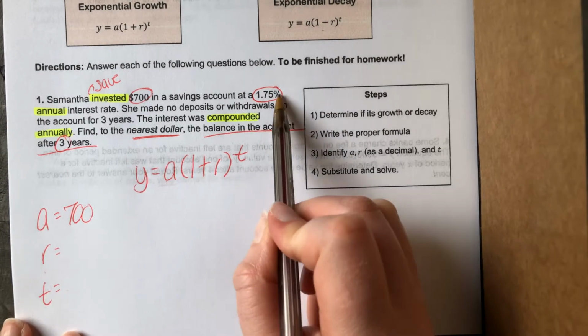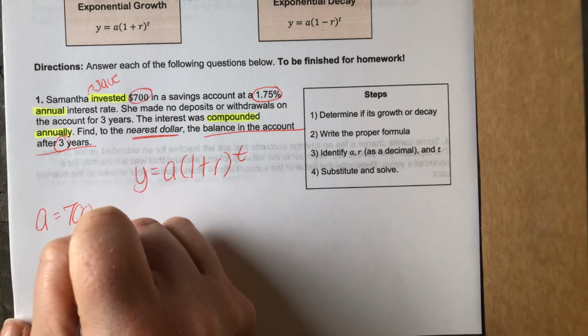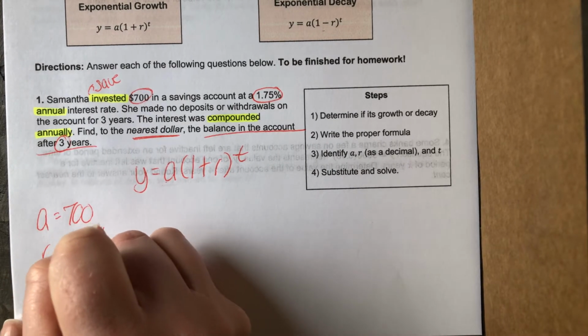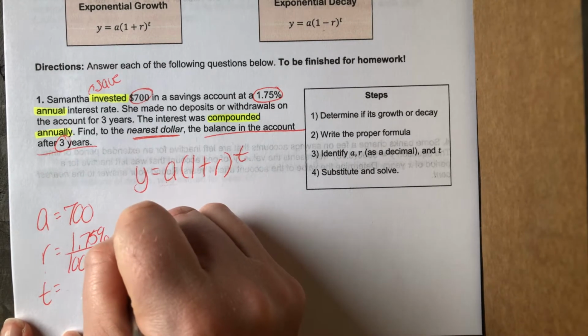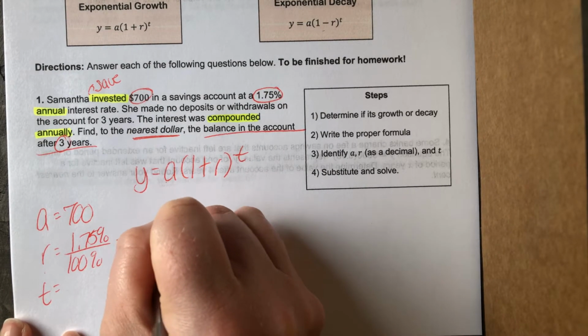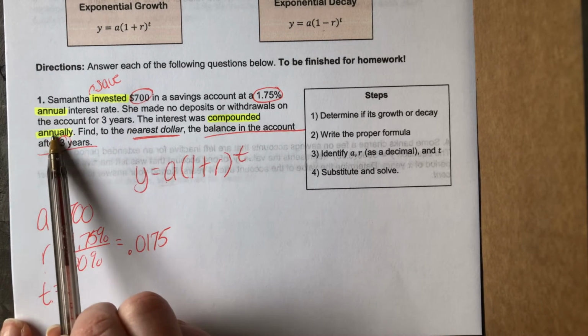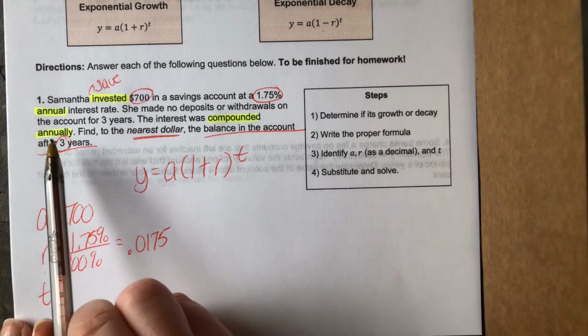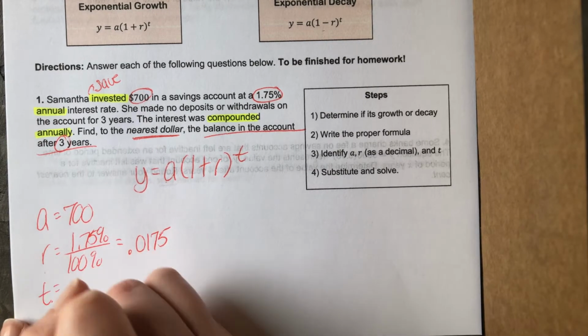R is my percent as a decimal. So I'm going to change 1.75% to make it out of 100%, because I know when I divide, that will change it to a decimal for me, which is 0.0175. And then T is time. It's telling me that this is an annual interest rate. Again, it's compounded annually, so that means every year. So I don't want to know just for 1 year, I want to know for 3 years. So I know T is 3.